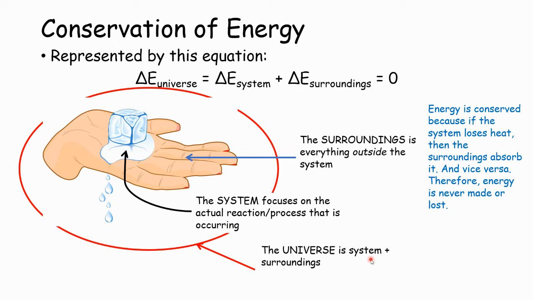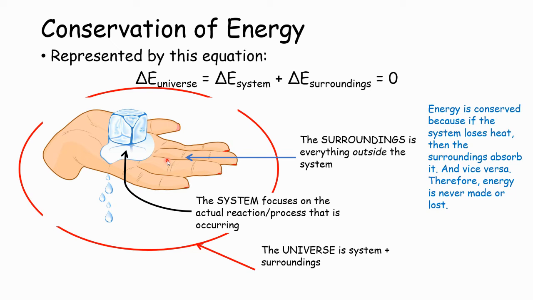The reason why we say that energy is conserved is because if the system is losing heat, where is that heat going? Well, the heat's going into the hand. But of course, we know that melting is endothermic because heat always flows from hot to cold. So heat is actually flowing from the hand into the ice cube. So our hand, which is our surroundings, is losing the heat. The ice cube is gaining the heat.